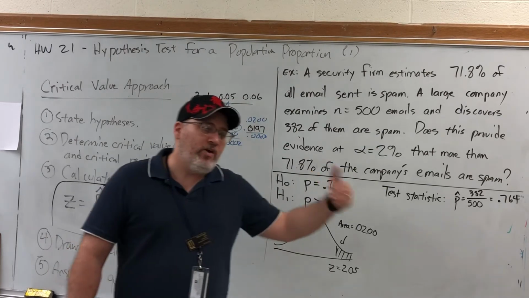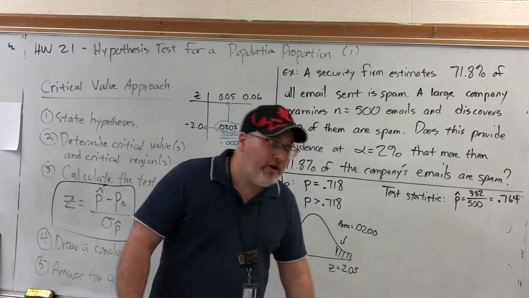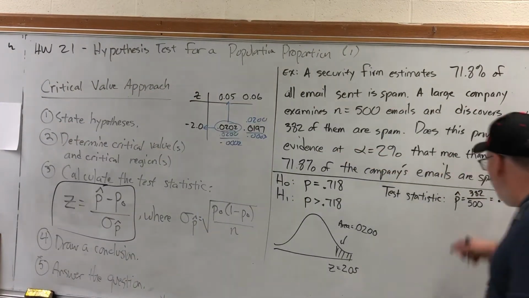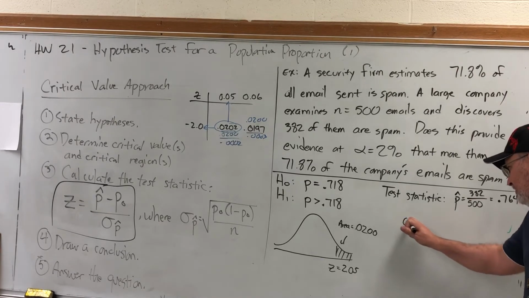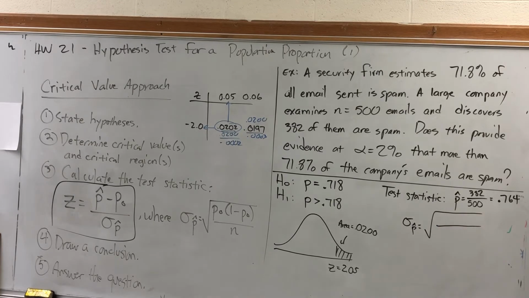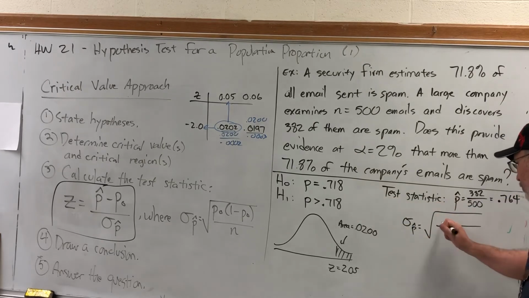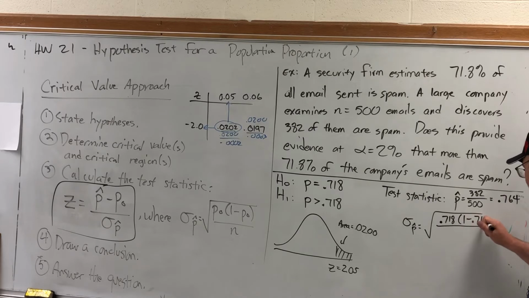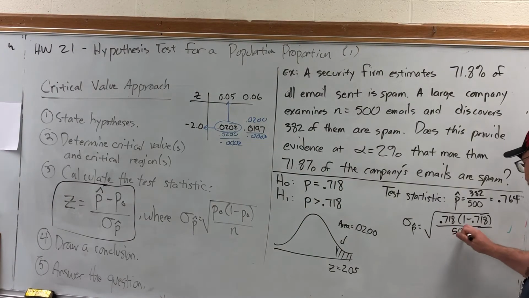71.8%, but is it greater than by enough to provide sufficient evidence to reject the null hypothesis? So now that we've got the p hat, we can calculate the rest of the test statistic. The sigma sub p hat is the square root of the fraction. On the top is the hypothesized value of p, so 0.718, times 1 minus that. Just a reminder, 1 minus 0.718 represents the percent of the emails that are not spam. In the denominator, we have the sample size, which is 500.